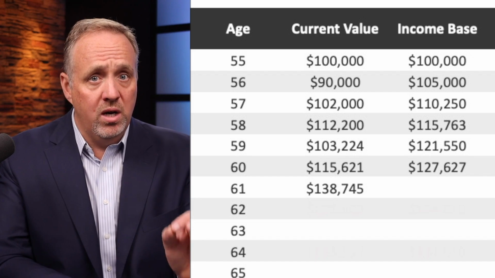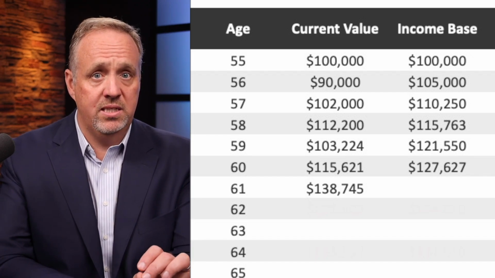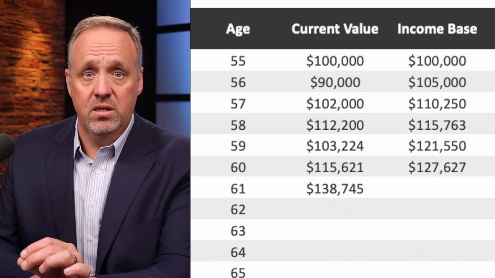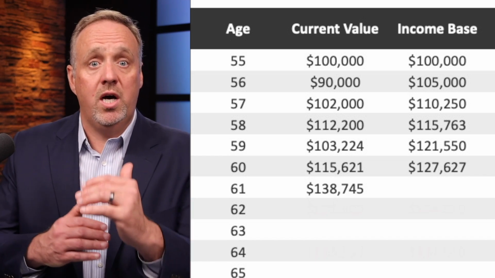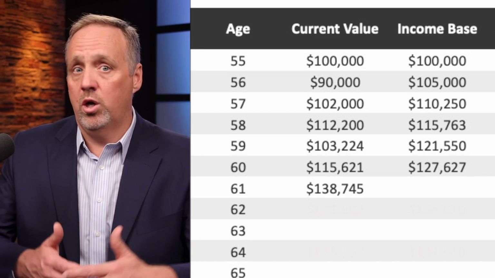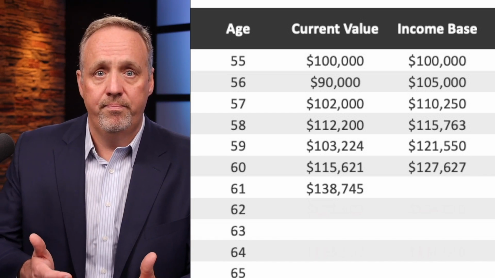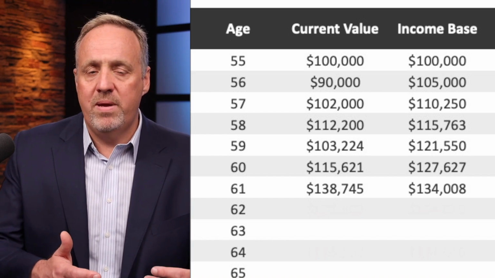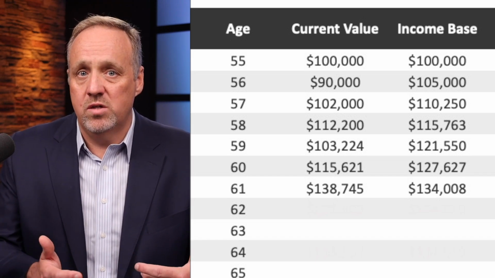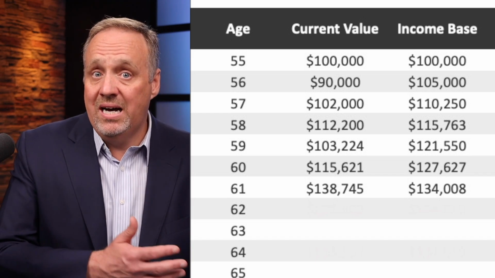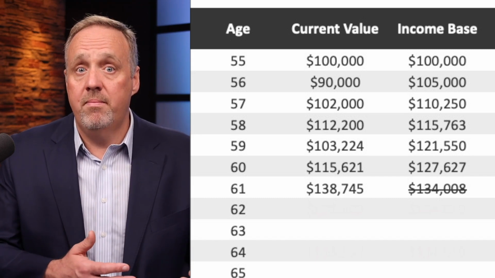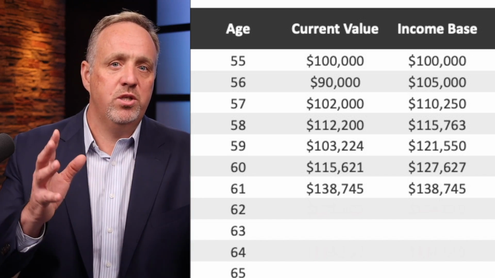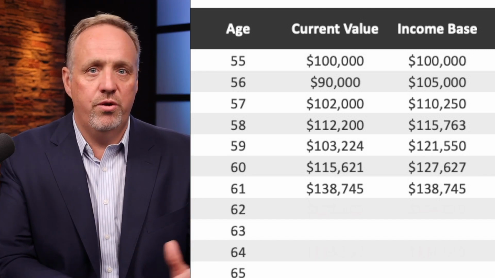Now, this is where a lot of these contracts have a provision that says that if the current value ever exceeds the income base, the income base is going to get caught up to the current value. They'll often refer to that as a step up. In this example, if the income base was to grow by 5%, it would be $134,008. But since the current value is higher, the income base would become the same as the current value. And that happened just in time for this person to retire at 62 and turn their income on.